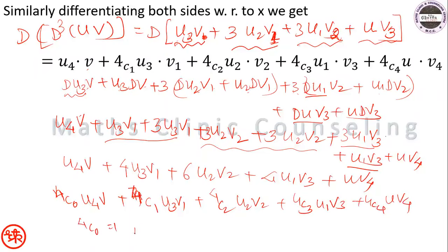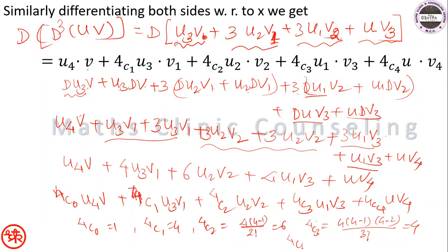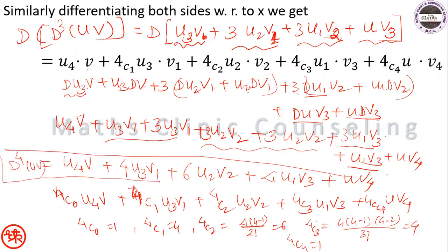4c0 equal to 1, 4c1 equal to 4, 4c2 is equal to 4 into 4 minus 1 divided by 2 factorial, that is equal to 6. Okay, 4c3, 4 into 4 minus 1 into 4 minus 2 divided by 3 factorial, and that is equal to 4. And 4c4 is equal to 1. Is that clear? So this is the formula for d4 of u into v. So this formula is ready. Is that clear?